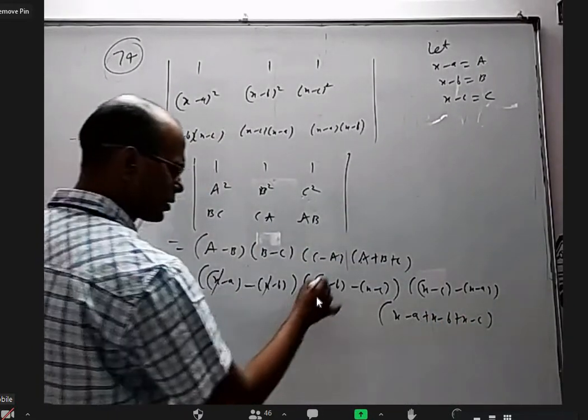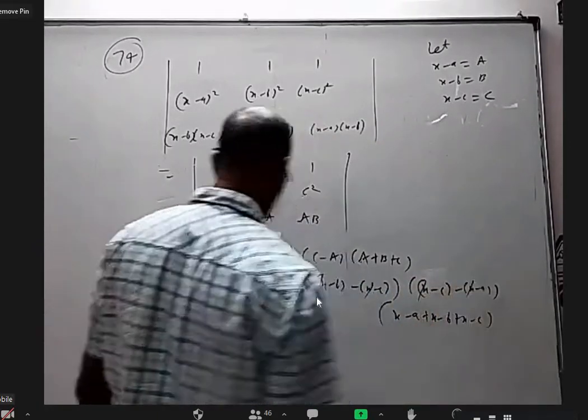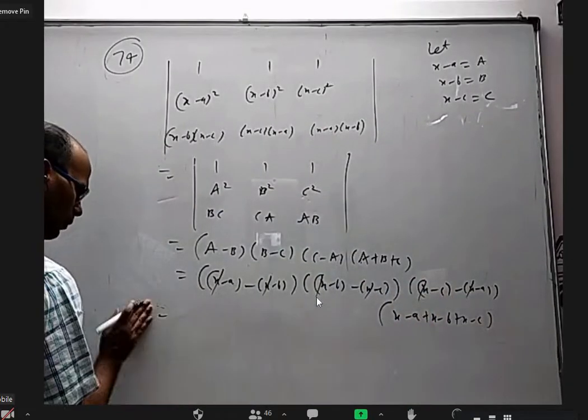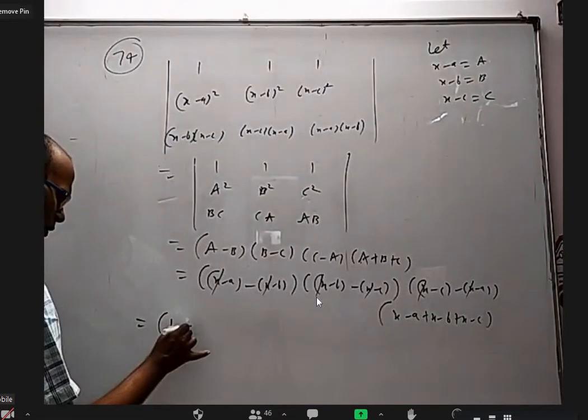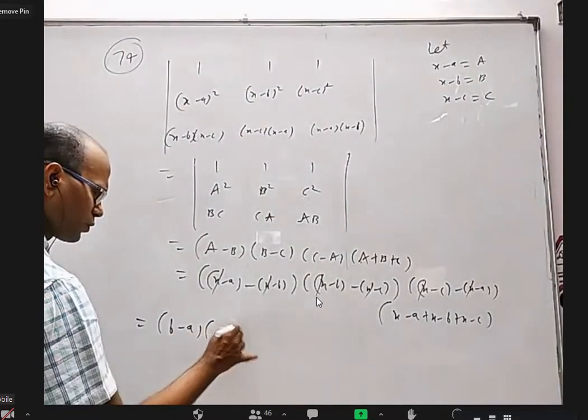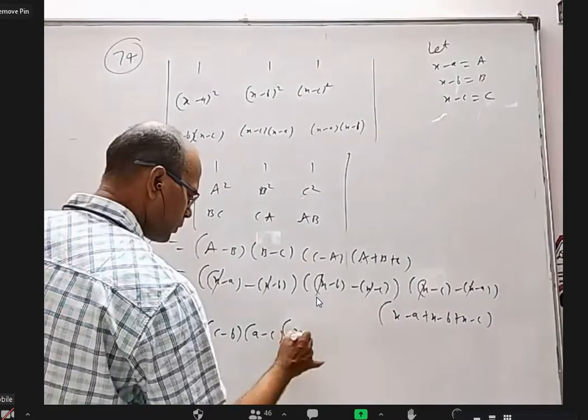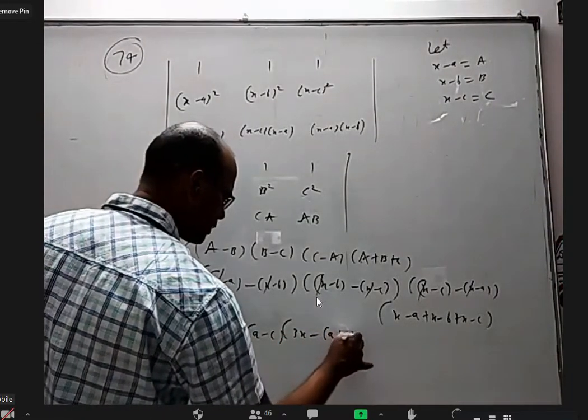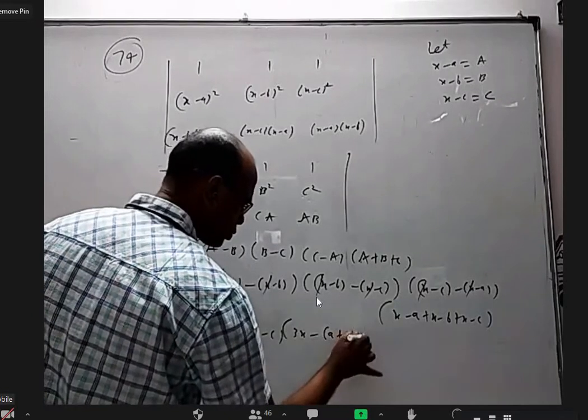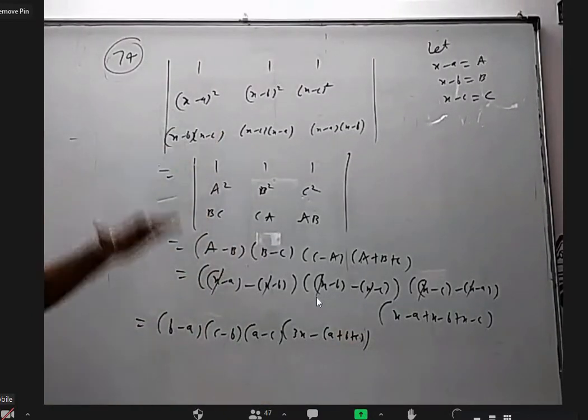You will get x cancelling here, x cancelling here, x cancelling here. This will become b minus a. This will become c minus b. This will become a minus c. That will become 3x minus (a plus b plus c). So the given determinant is equal to this product.